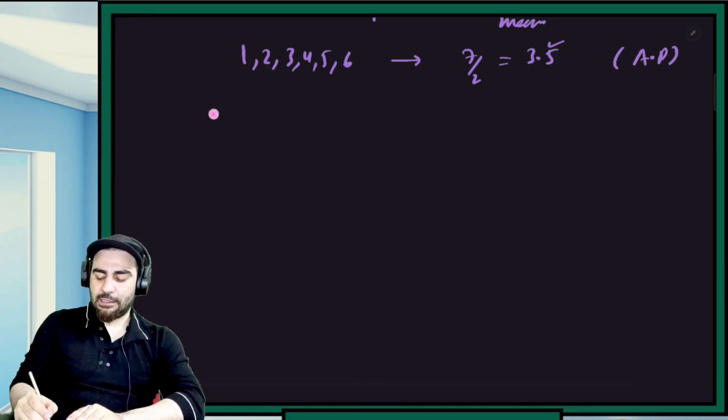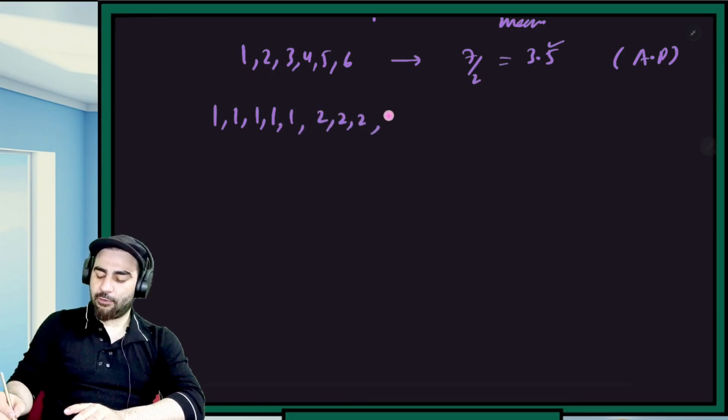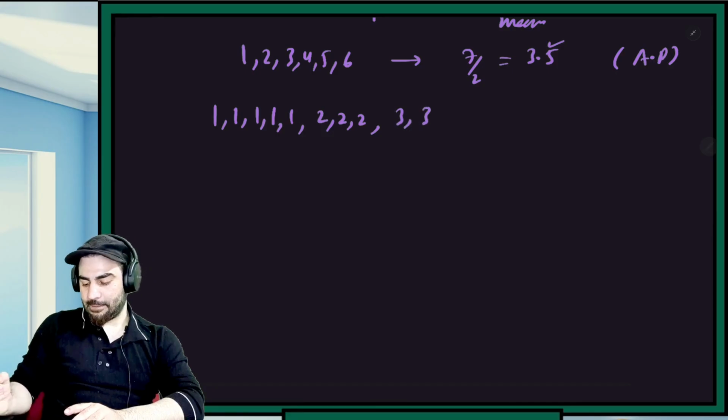So let's suppose I have 1, 1, 1, 1, say 1. I have 5 ones, and then I have 3 twos, and then I have, let's suppose, 3. So how many things now?